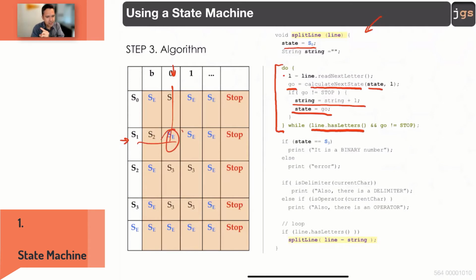And for each character, just move to the next state. Move, move, move. At some point, you're going to stop. When are you going to stop? When you read an operator, a delimiter, and so on. And when you stop, this loop is going to end. When the loop ends, you have two things: one word, and you are in one state. And that state is going to tell you what is the category of the word that you have.